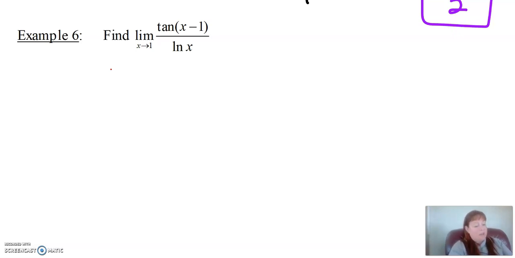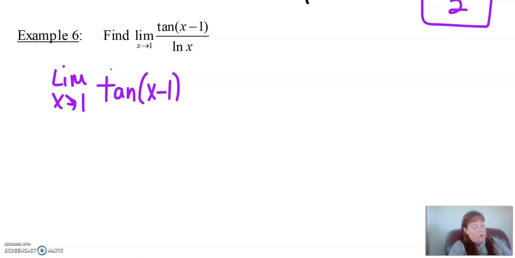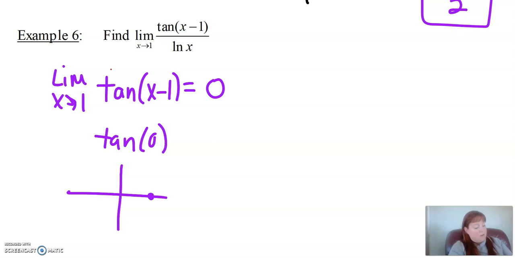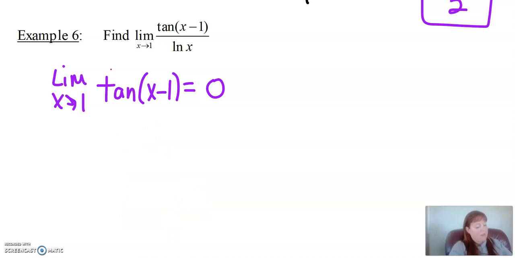Well, let's go ahead and evaluate the top limit separate from the bottom limit by direct substitution. So the limit as x approaches 1 of tangent of x minus 1 is 0 because, let's write this out. Tangent of 1 minus 1 is tangent of 0. And tangent is sine over cosine, so that's 0 divided by 1, which is 0. So tangent of 0 is 0.